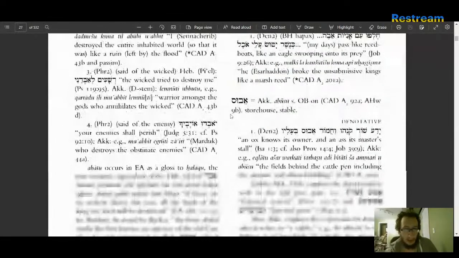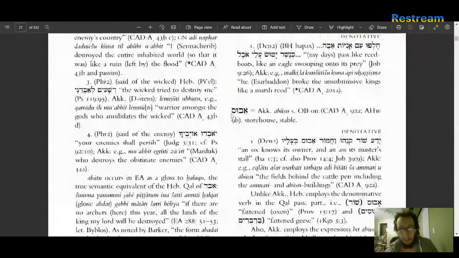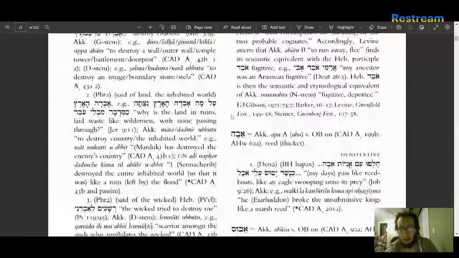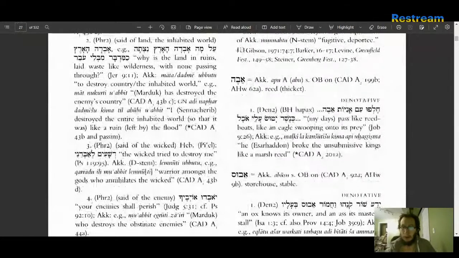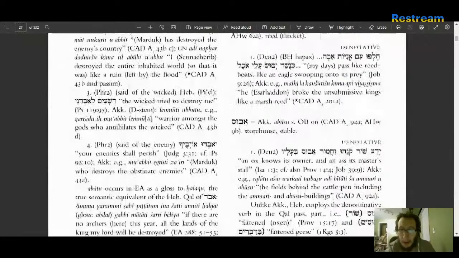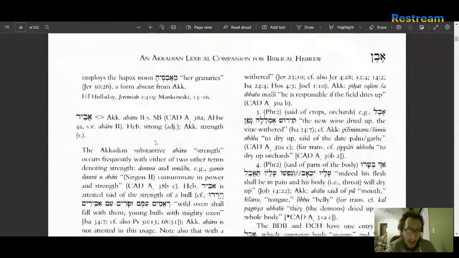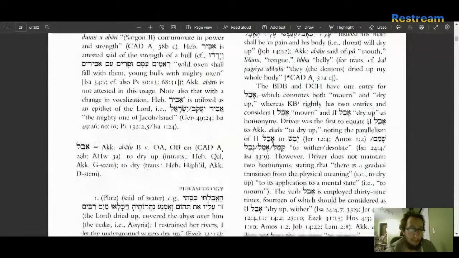And we covered the word for reed, abba, same word occurs in Akkadian. We covered abbas or abus, which occurs in Akkadian as well. It means a storehouse. Aber or abir, it means strong. Same word occurs in Akkadian. So we covered that last time.